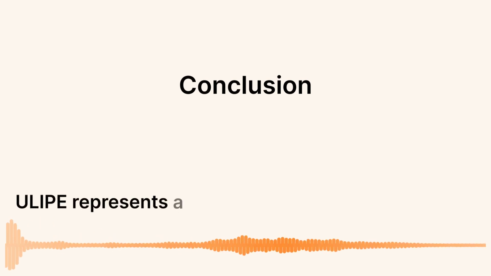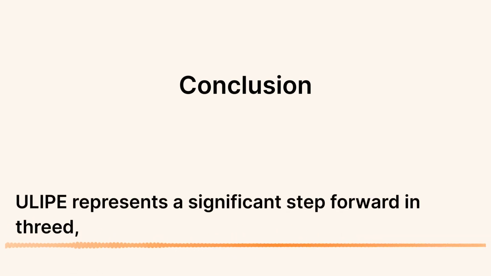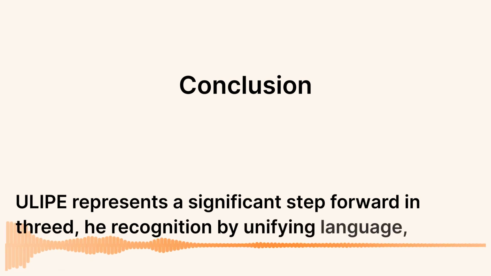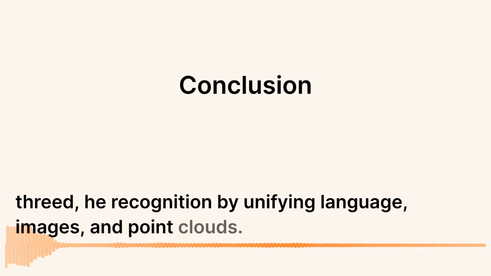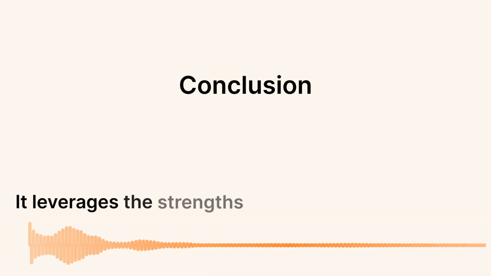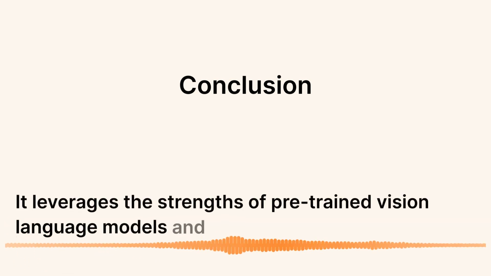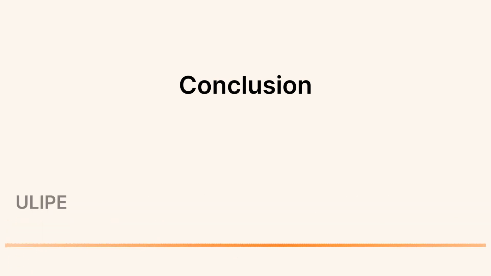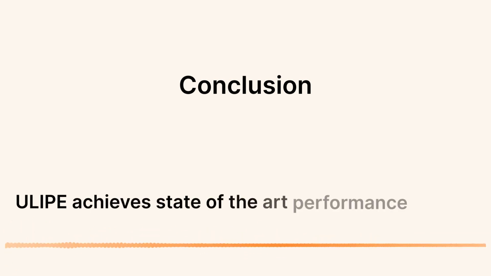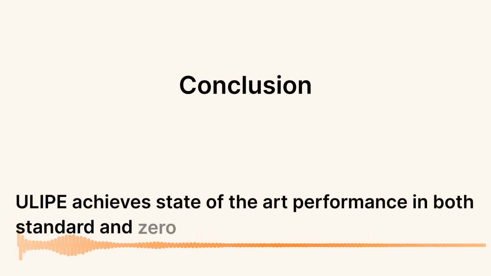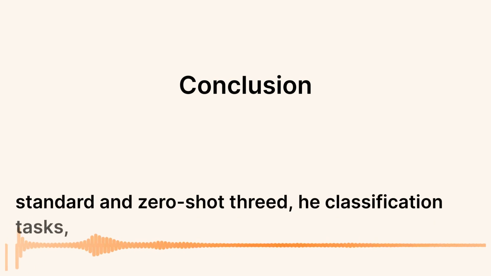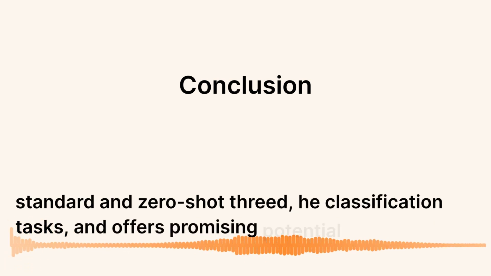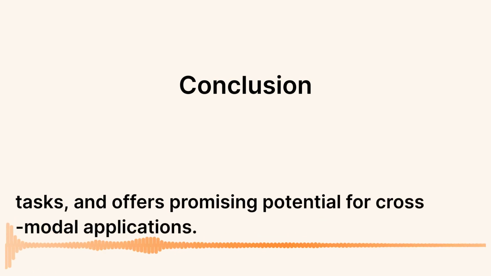ULIP represents a significant step forward in 3D recognition by unifying language, images, and point clouds. It leverages the strengths of pre-trained vision language models and improves representations of 3D backbones. ULIP achieves state-of-the-art performance in both standard and zero-shot 3D classification tasks and offers promising potential for cross-modal applications.